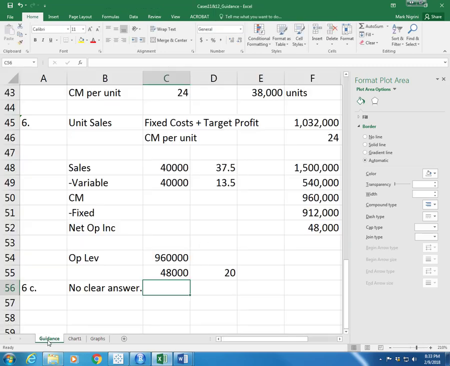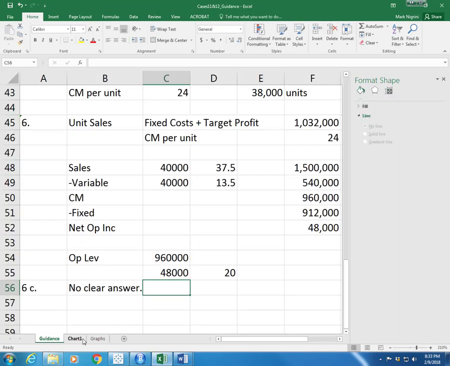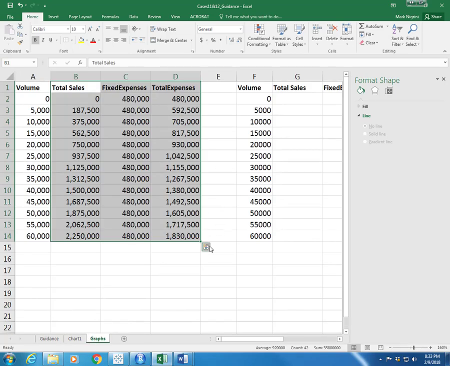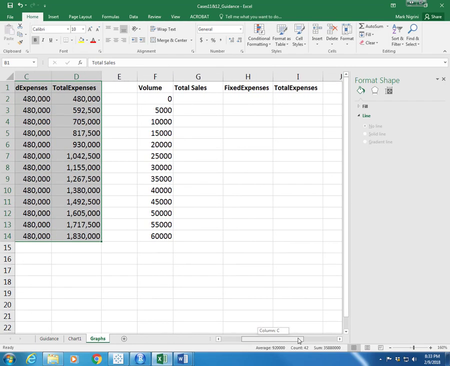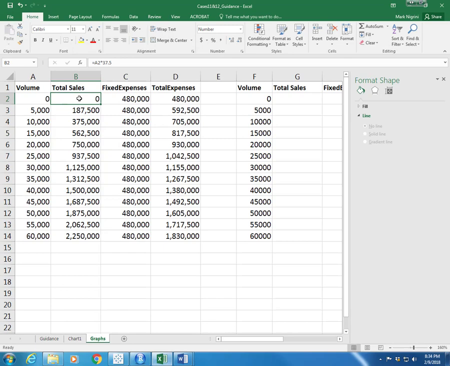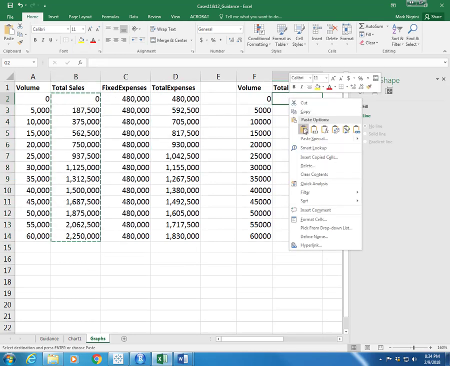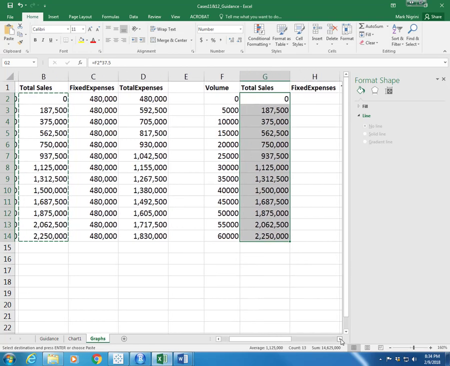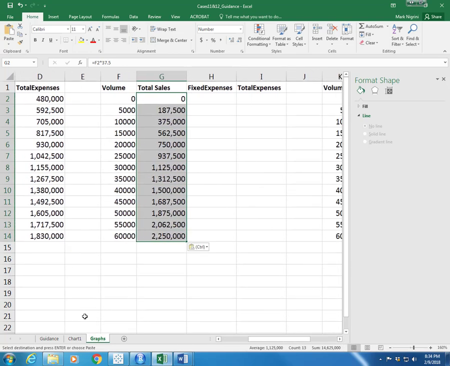I'm going to go back to the guidance. Graphs. What I want to do is number 2, the new automated plant. So total sales, I can actually go copy, and I just clicked wrong there. I can go copy, paste. It's the fixed expenses and the total expenses.